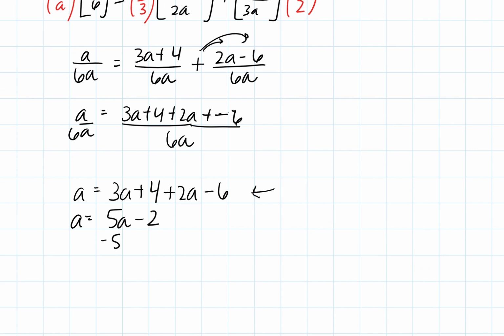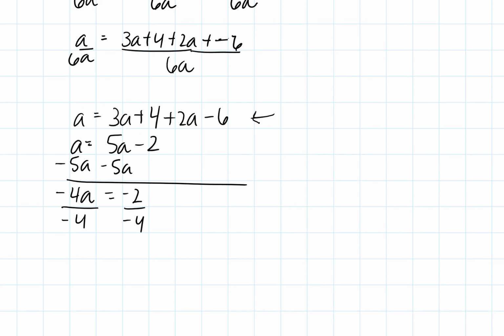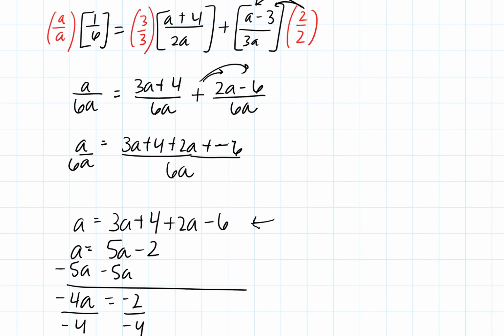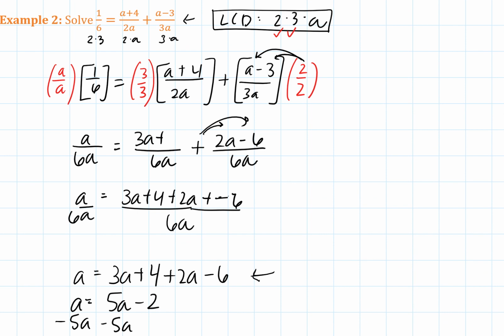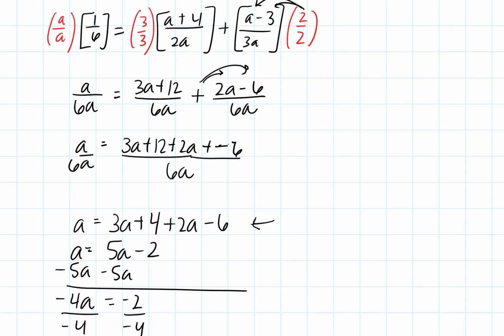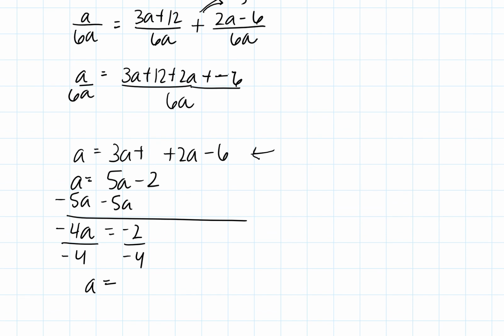And then we want the a's on one side instead of everything on one side. And then we have a is 1/2. Oops. I think I made a mistake somewhere. Did you catch it? I hope that you did. Sorry about that error. 3a plus 12. And then when we combined 12 with negative 6, we got positive 6 here. Sorry about that. I hope you caught that. And so a is negative 3/2.